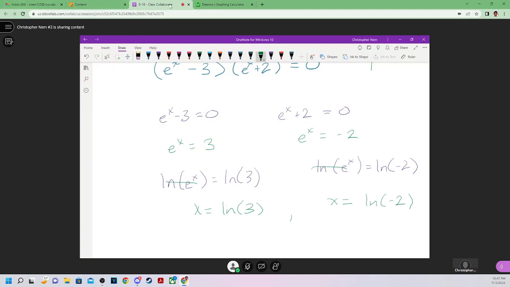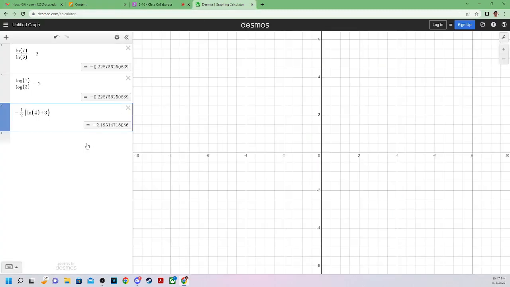Now if I try to actually put this in a calculator, ln of 3 is equal to 1.09. So x is roughly around 1.1. That's perfectly fine if I'm rounding to 2 decimal places. And then the other one was ln of negative 2.